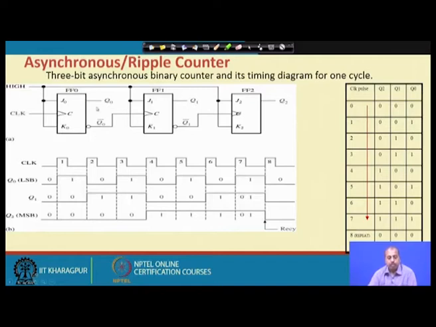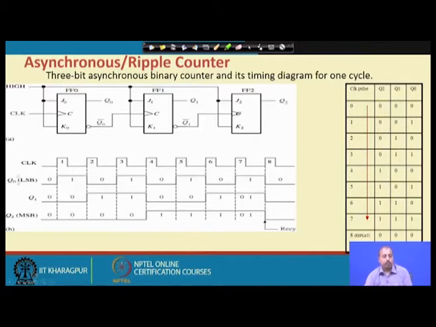Now, once we have got Q0's timing diagram, Q0 bar's timing diagram is just the reverse of this. So, whenever Q0 makes a transition from 1 to 0, Q0 bar makes a transition from 0 to 1, and that is seen as the clock signal for flip flop 1. So, Q1 makes a transition when Q0 goes from 1 to 0, or equivalently Q0 bar goes from 0 to 1. So, it makes a transition here. The next transition of Q1 occurs at this point. At this point again Q1 makes a transition.